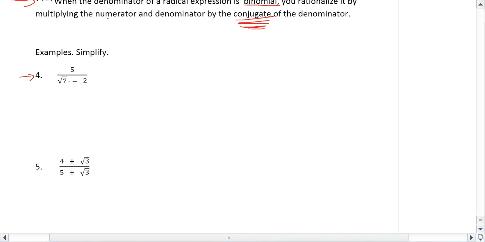So let's do example 4 now using a conjugate, and I think you'll see what's special about multiplying by a conjugate and why it gets rid of the square root in the denominator. Again, I'm going to put all these binomials in parentheses. The conjugate of square root 7 minus 2 is square root 7 plus 2. I put them in parentheses because that visually helps me see the multiplying better. So in the numerator, we distribute the 5, and we get 5 square root 7 plus 10.